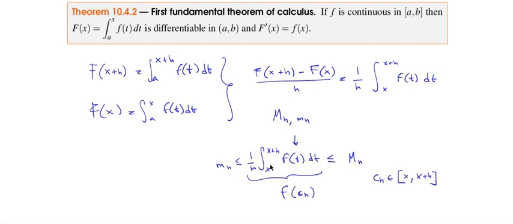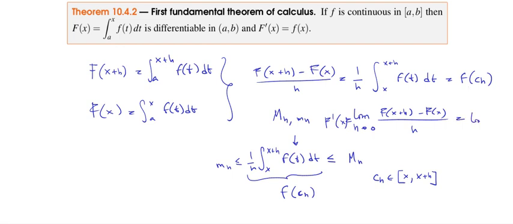This is a value between the maximum and the minimum, so the function f will take this value at some point, c_h, right? So this is equal to f at c_h. Now if we take the limit when h goes to 0 of this expression, this is going to be equal to the derivative of f at x. But this is equal to the limit when h goes to 0 of f at c_h.